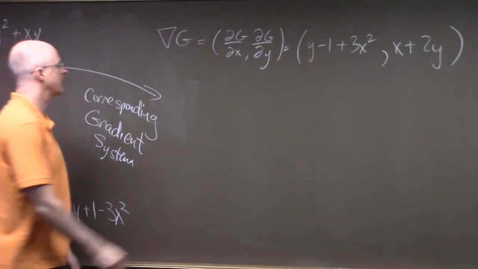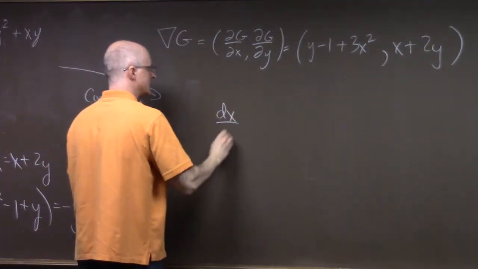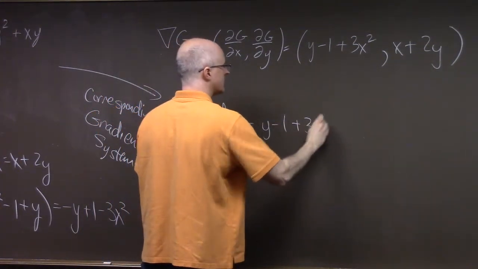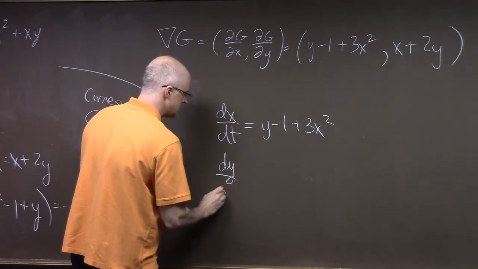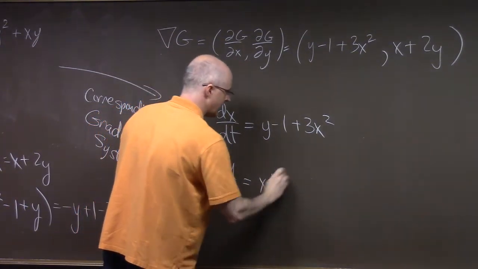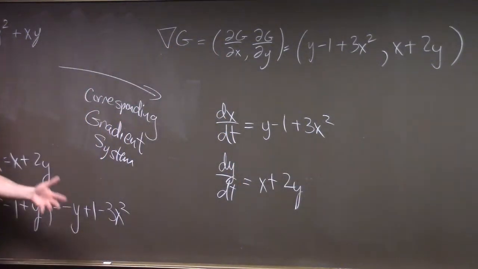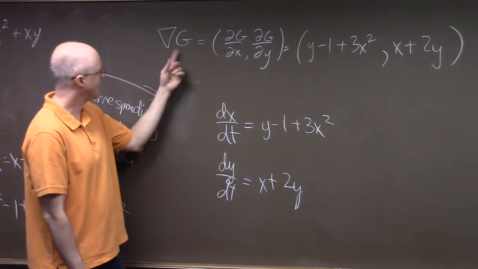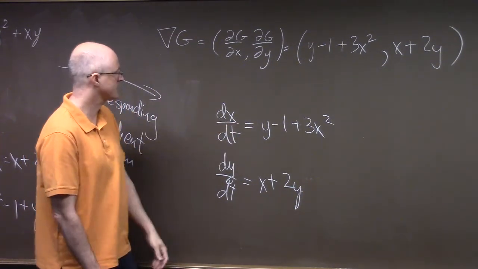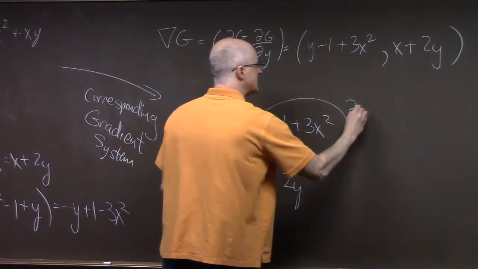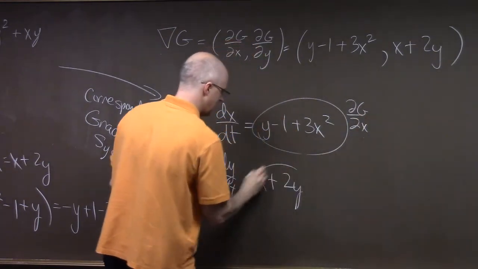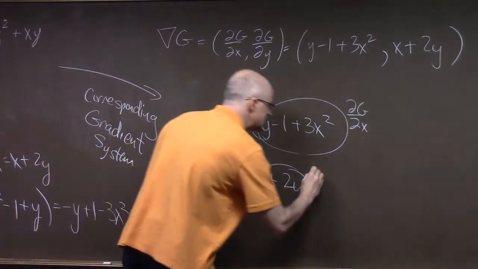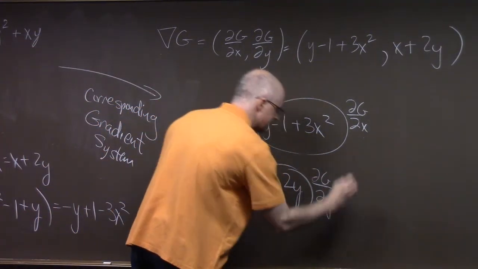Using that same ordering, we can write down a corresponding system. dx dt equals y minus 1 plus 3x squared. dy dt equals x plus 2y. The right-hand side of the first equation is the partial of capital G in this case with respect to the first variable. That's dG dx. And the right-hand side of the second equation is dG dy, the derivative with respect to the second variable.